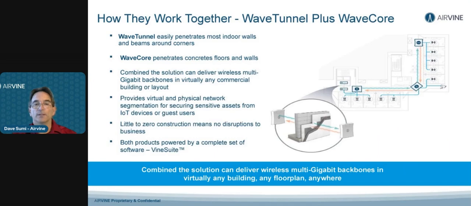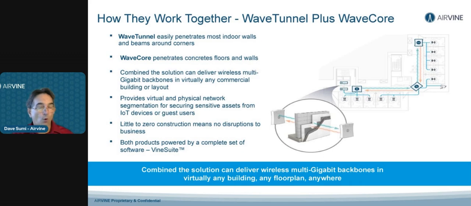We've discussed the WaveTunnel and the wave core in other webinars and videos, but just a quick reminder: the WaveTunnel was the first product released. It is our 60 gigahertz product that gives you about a gigabit and a half. It's designed to go down corridors, beam steer around corners, and it also penetrates most indoor walls. The idea for the WaveTunnel is that we're trying to augment or improve your Ethernet backbone capability.